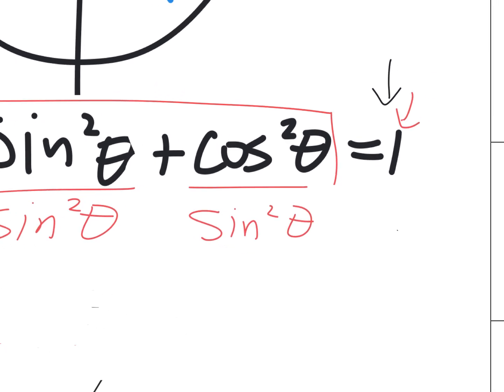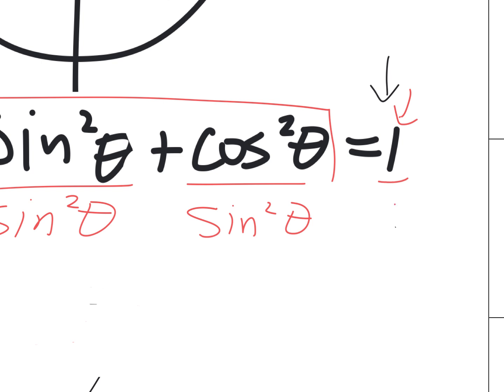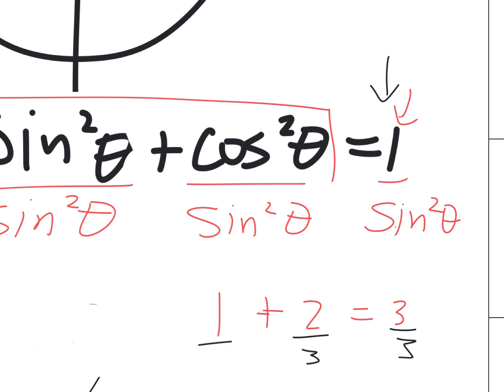It's kind of like dividing everything by 1. You can do that. And dividing everything by 6, you can do that. If I had 1 plus 2 equals 3, I could divide everything by 3 if I wanted to. I don't know if you've ever thought about that. 1/3 plus 2/3 equals 3/3. See, it works. You can do that to any equation. So I'm going to divide everything by sine squared.